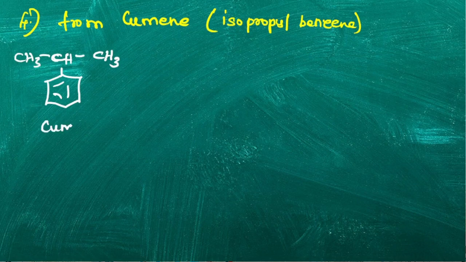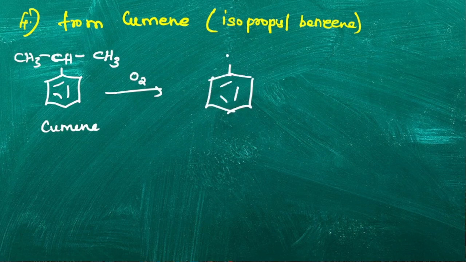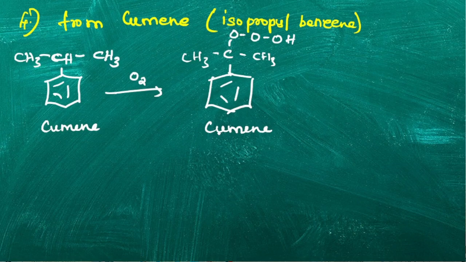This is your cumin. When it is allowed to react with O2, that means you are oxidizing it. You will get your benzene ring attached with CH3, and to this C, OH will be attached. This is called cumin hydroperoxide.